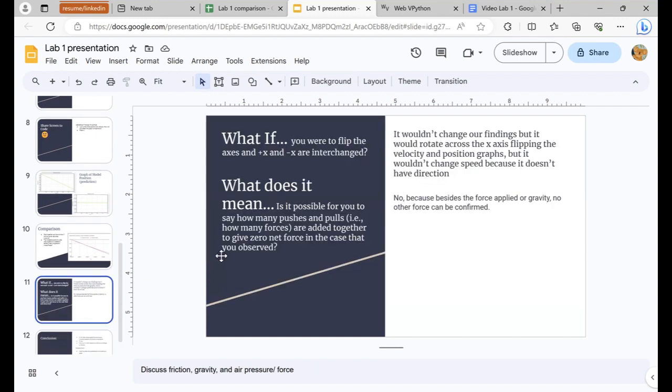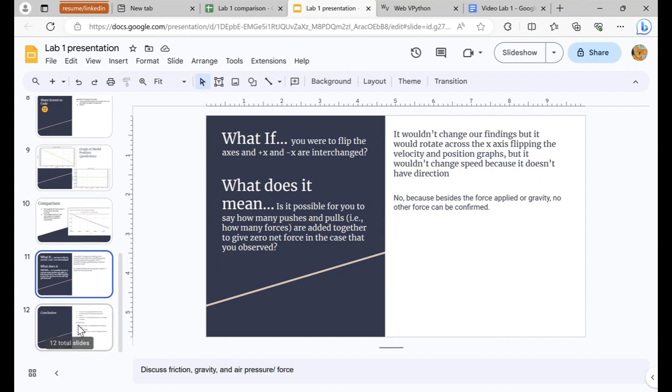So just some questions. What if we were to flip the axes? So if we rotate the x-axis, the speed wouldn't change because it's a scalar. So direction has no difference, but the position would be like going from left to right because it'd be positive, same with velocity. So what does it mean? Is it possible for you to say how many pushes and pulls are added together to give 0 net force in the case that you observed? Not really, because besides me being the force applied, or like the force of gravity, no other force can be confirmed, such as friction or air pressure, to create that other force to create 0.